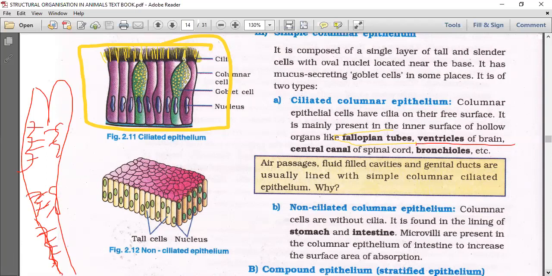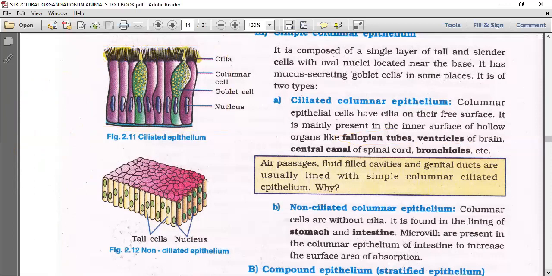In the center of the spinal cord. The continuation of the brain is the spinal cord. So the central canal of the spinal cord, and bronchioles, that part of the lung, all have ciliated columnar epithelium. So the fallopian tube, ventricles of the brain, central canal of the spinal cord, and bronchioles are lined with ciliated columnar epithelium.